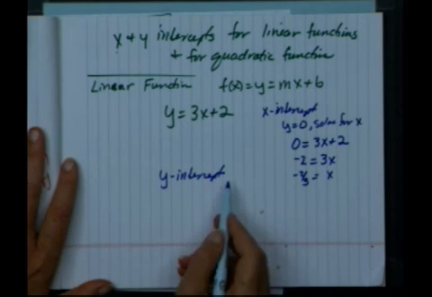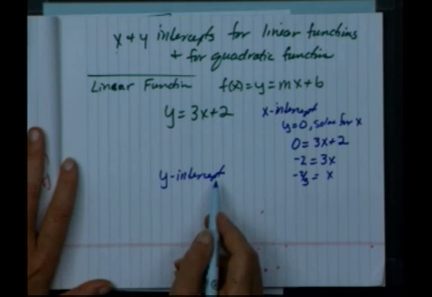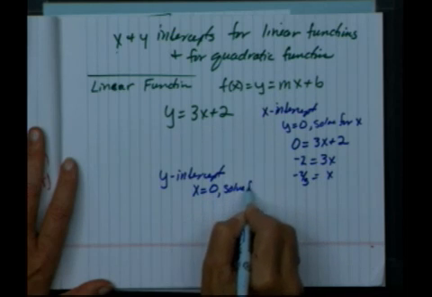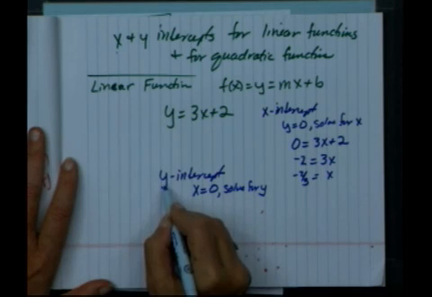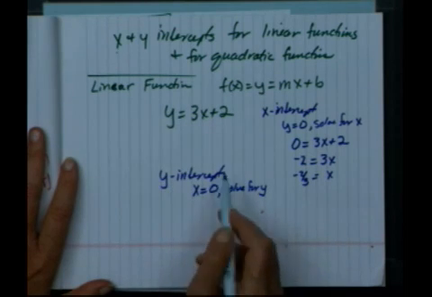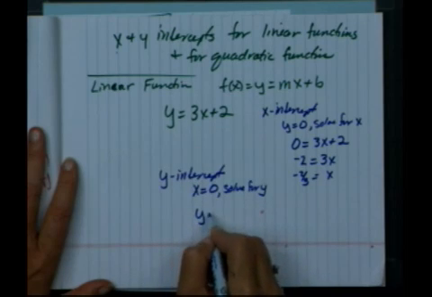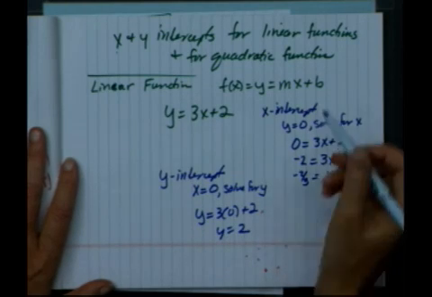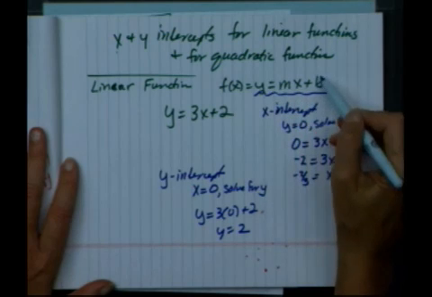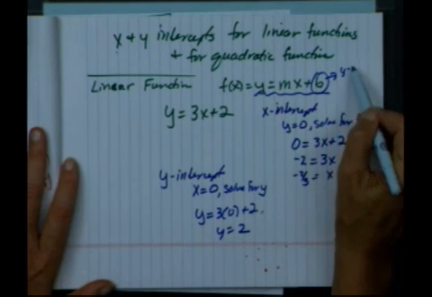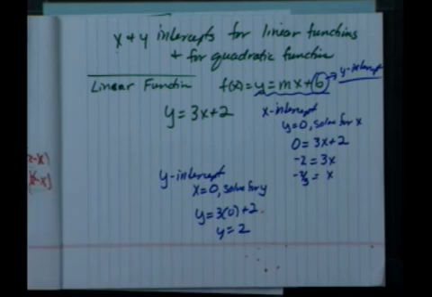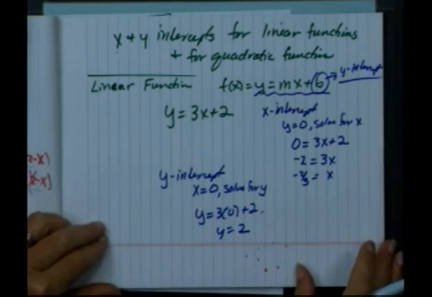All right, now let's look for the y-intercept. If you're looking for the y-intercept, how do you start out doing that? x equal to 0, solve for y, because you want to know where it touches the y-axis, if anywhere. Okay, so you get y equals 3 times 0 plus 2, y equals 2. Or if you happen to remember the slope-intercept form, that b is the y-intercept. Okay? Good? All right, let's go to x and y intercepts for quadratic functions.